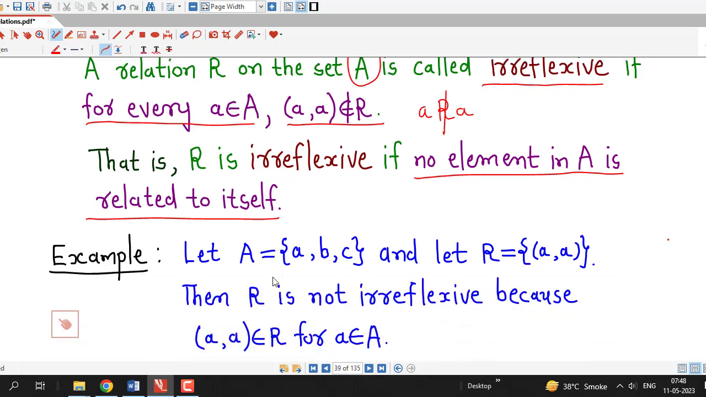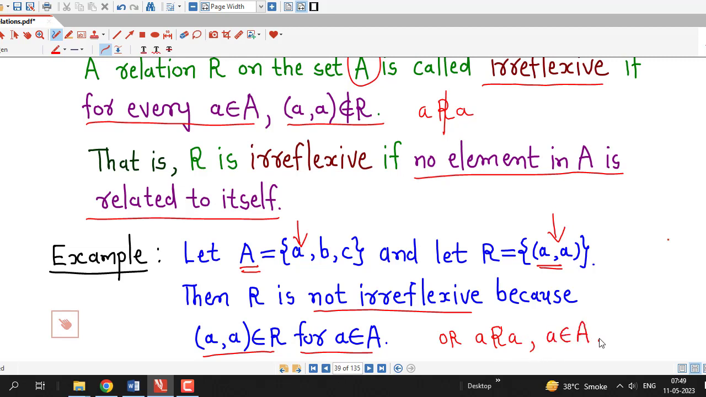We consider this example. Suppose set A has three elements a, b, c, and let R be the relation containing the ordered pair (a, a). Then we can see that for element a in this set, the ordered pair (a, a) is present in our relation. Therefore, R is not irreflexive because the ordered pair (a, a) belongs to R for a belongs to A. Or we can write that because a is related to itself and a is present in the given set.